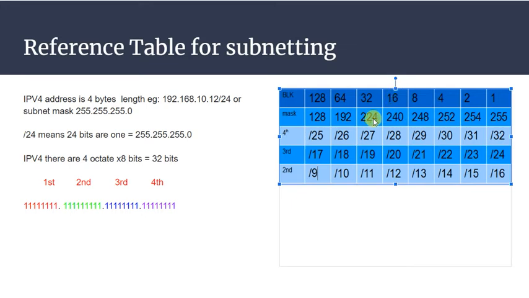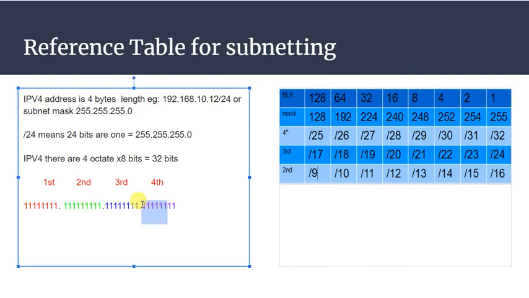If you take 5 bits, then it is 248, which will be the next subnet mask. That is 248, or slash 29, that is 5 bits. The sixth bit, if you take 6 bits, 1 2 3 4 5 6 bits.